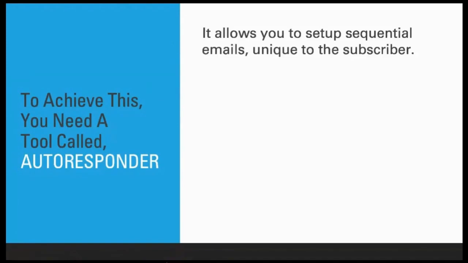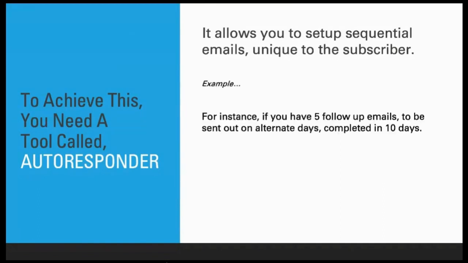With an autoresponder, it allows you to set up what we call sequential emails that are unique to each subscriber. Let me explain. For instance, if you have 5 follow-up emails to be sent out on alternate days, which means that one day it sends, the next day it doesn't send, and then the day after that it sends another email, you will be completed in 10 days. So you have 5 emails that you want to automate, which means that you're not going to do this manually.